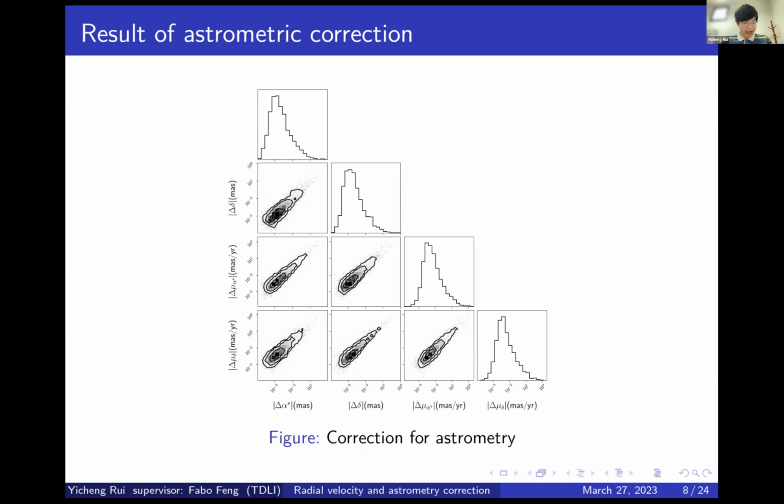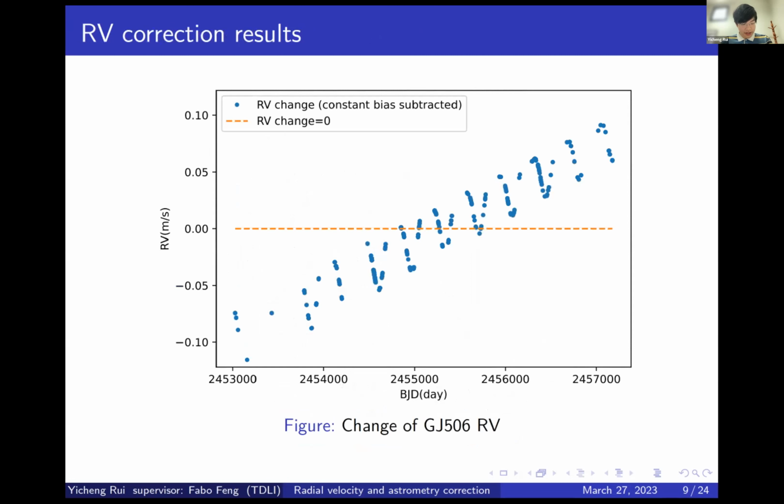The result matches this intuition. And to clarify the effects of the correction, let's take a look at some specific targets. This is the change of radial velocity of GJ 506 after the astrometric correction. This plot is obtained by taking the difference of the corrected radial velocity and the raw radial velocity provided by the HARPS RV Bank dataset. We can see that the change is just a linear trend superposed with an annual signal, and the amplitude of the annual signal is about 2 centimeters per second, which is important for detecting Earth twins.